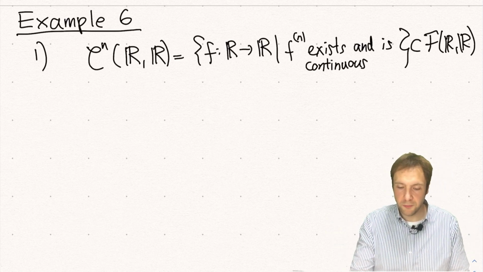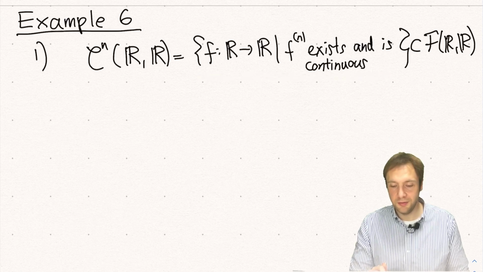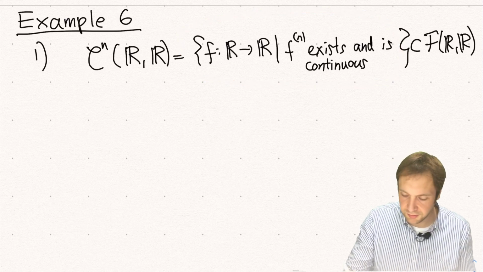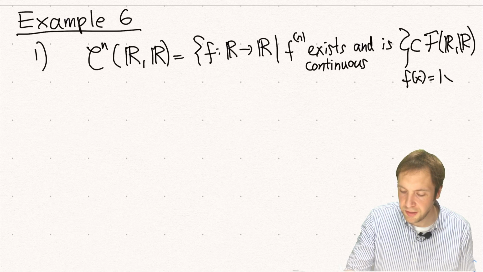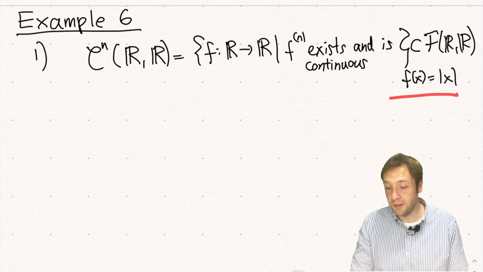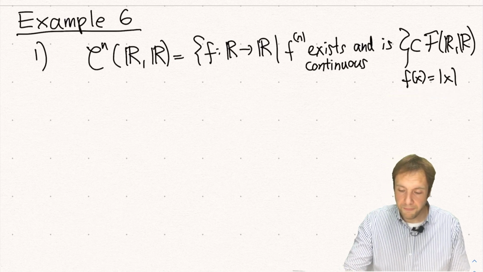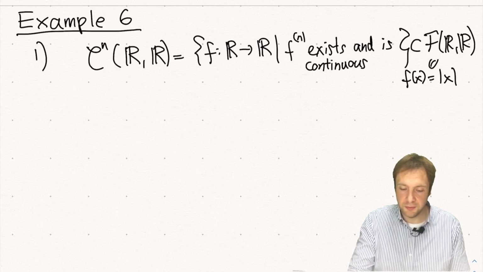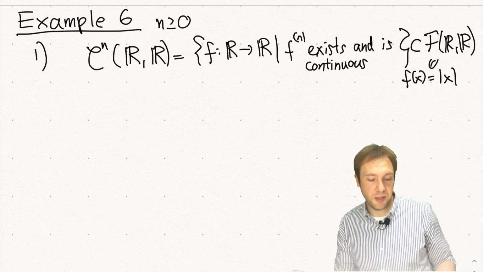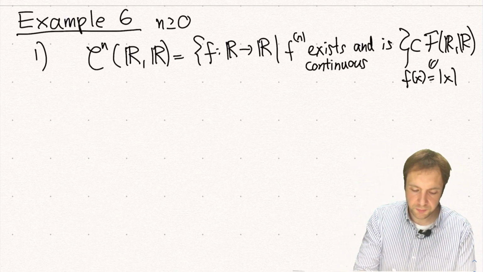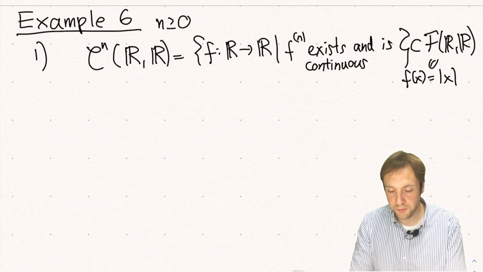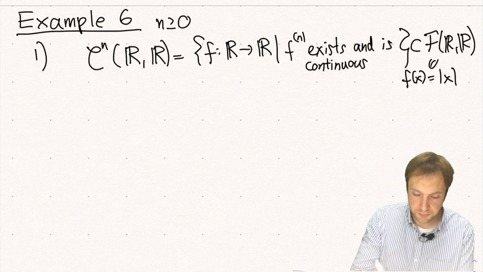But of course, not every function from R to R has a derivative. So for example, for the function f of x equals the absolute value of x, the derivative doesn't exist. Well, it exists everywhere except at the point x equals 0. So this would be an element of F(R,R), but it is not in one of these C^n. And this is defined for n greater or equal to 0. So C^0 is just the set of all continuous functions. And C^1 are those where the first derivative exists and it's continuous, and so on.